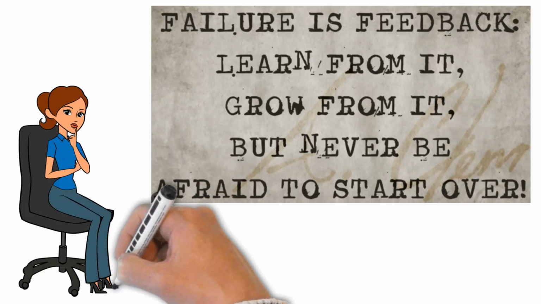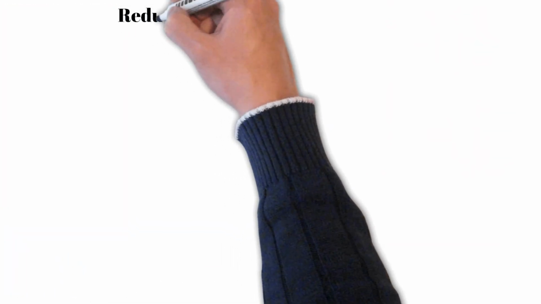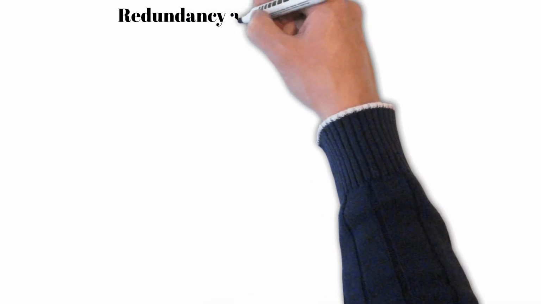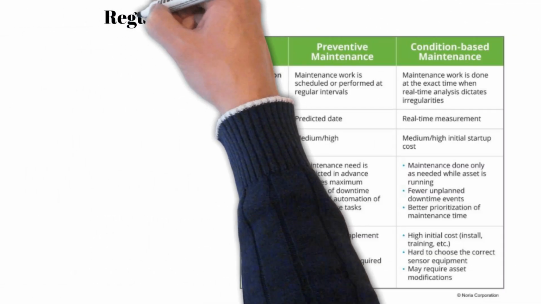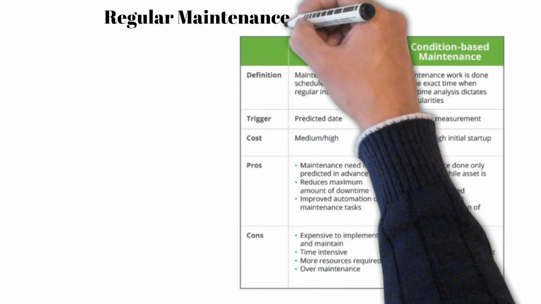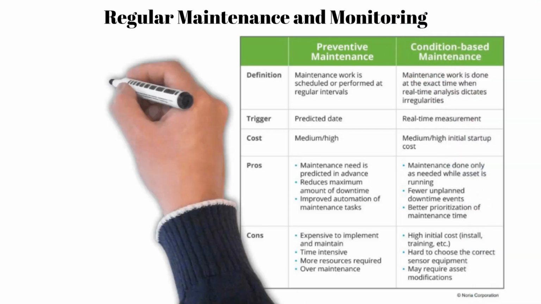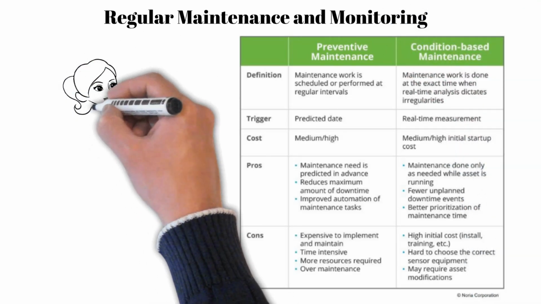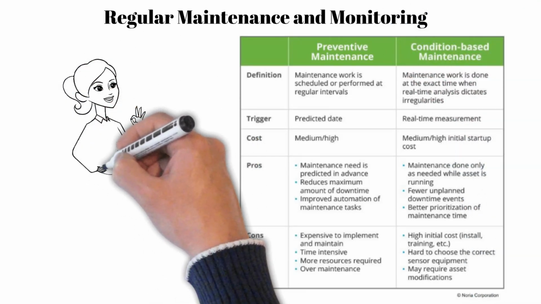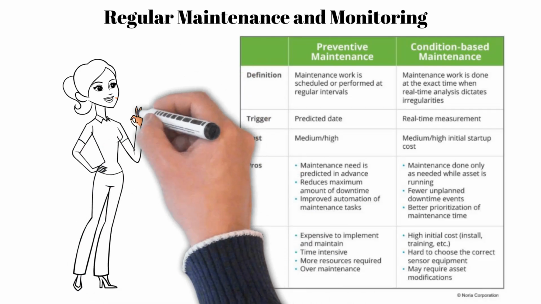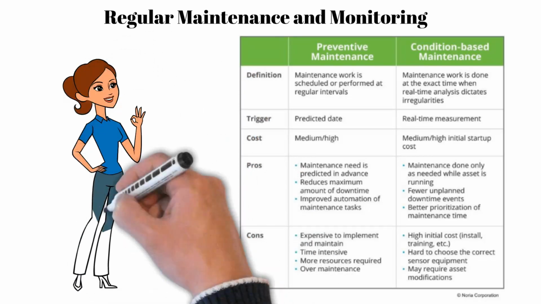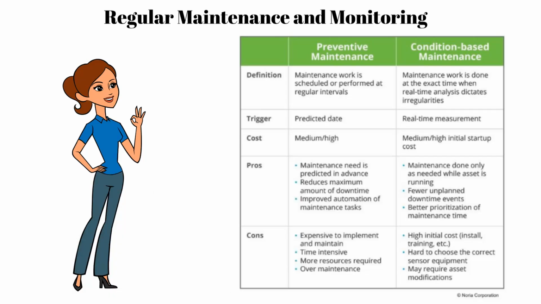To learn from these failures: redundancy and robust design. Incorporating redundancy can help ensure that if one component fails, others can take over its function. Regular maintenance and monitoring. Keeping a close eye on the system's performance can help identify potential issues before they lead to failure. Incident analysis. When failures occur, conducting a thorough analysis to understand the root cause is essential.